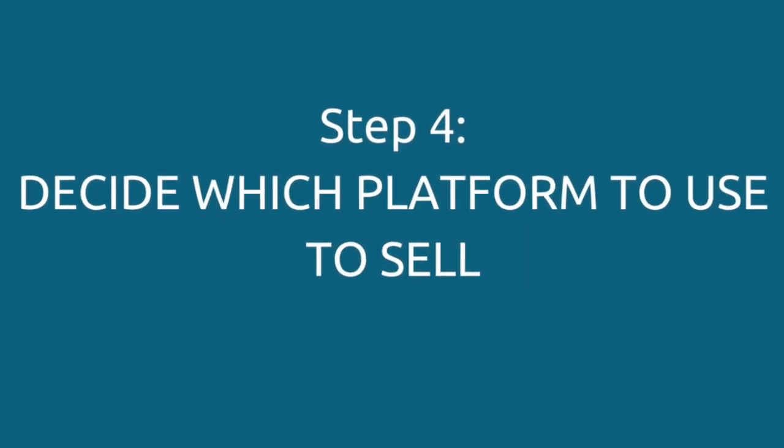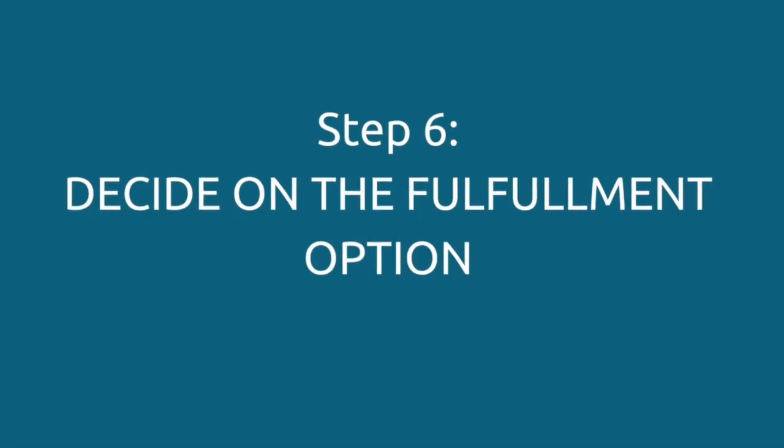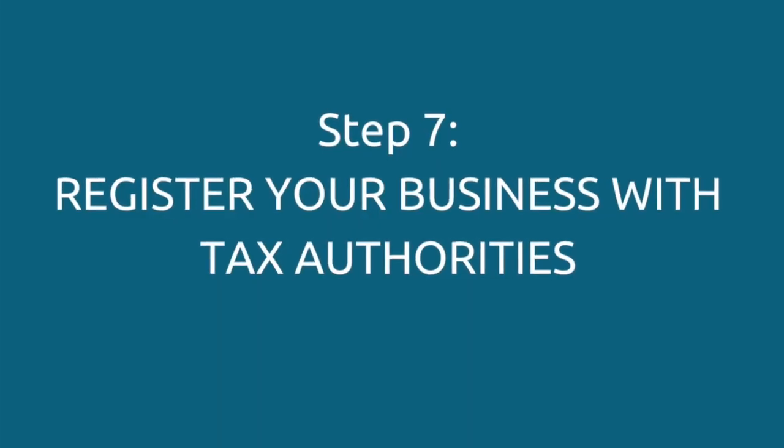Step number 4, after you know which product you want to sell, you need to decide on the platform where you will be selling it. Whether it's Amazon or Etsy, or maybe you want to create your own e-commerce store. So I decided to sell on Amazon. Step number 5, after you know your manufacturing costs and your shipping costs, as well as Amazon fees, don't forget about that, you need to recalculate your profit margin and see if it's still worth doing it. Step number 6, I had to decide on a fulfillment option. I really didn't want to have a stock of products here in my apartment, so I decided to go for the Amazon fulfillment option.